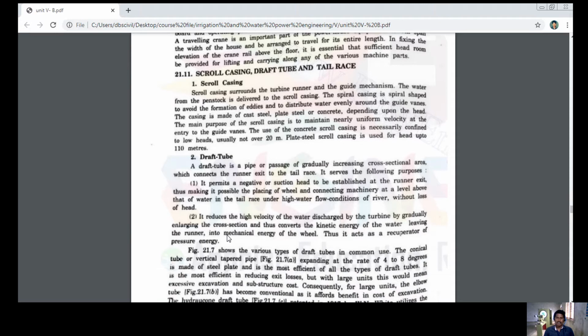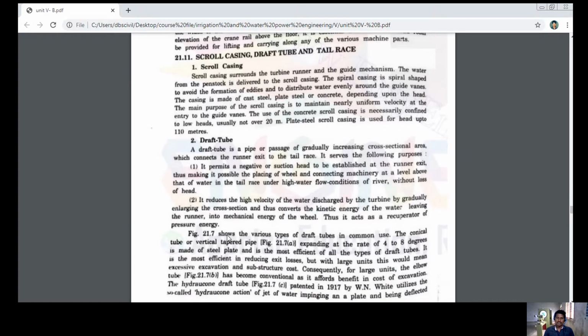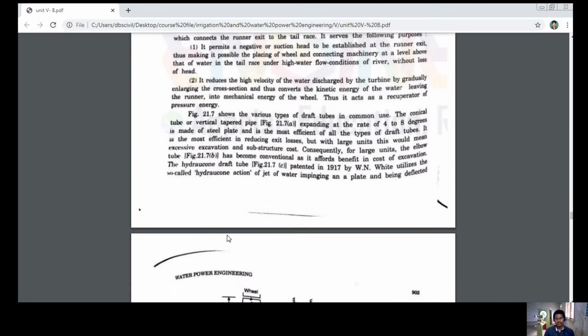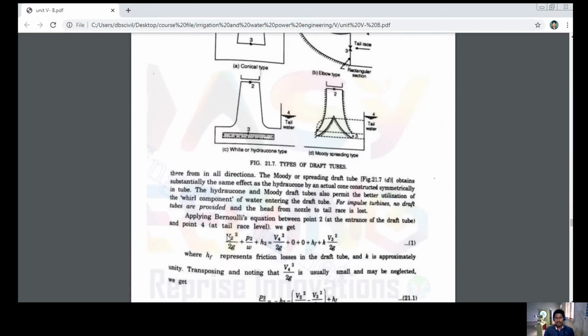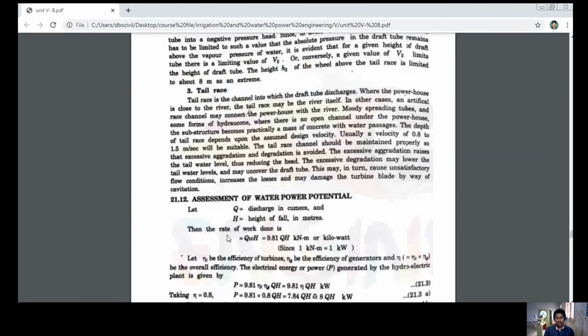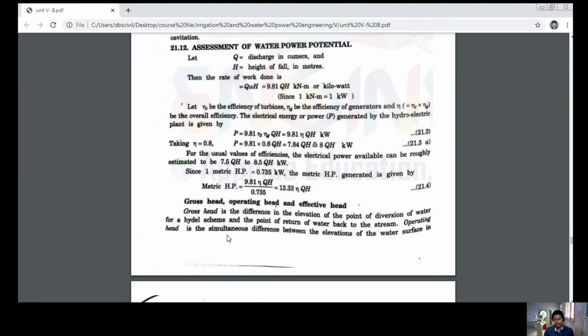Scroll casing, draft tube and tail race. Let's see about these topics. Scroll casing, draft tube and tail race are three main topics that we have to cover. After that, we have the formulas related to those topics. Following that, we will assess water power potential with the following examples.